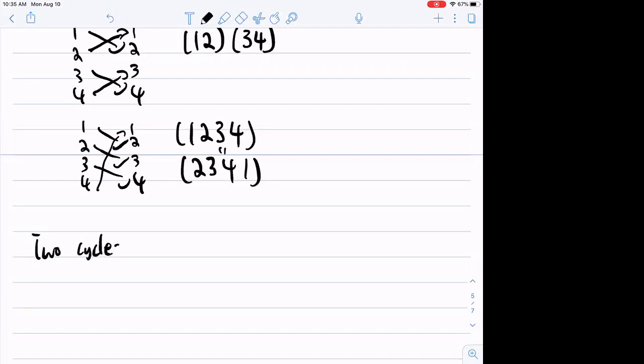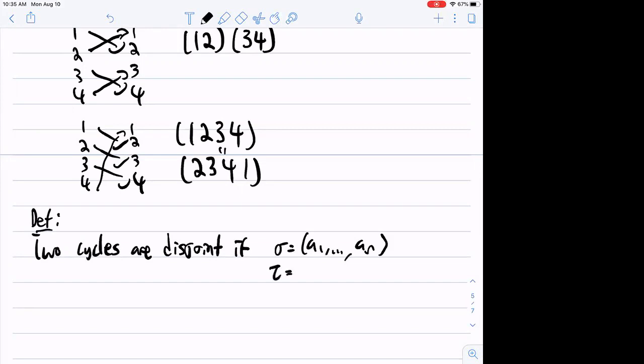Two cycles are disjoint. This is the definition. Basically they don't share a common element, in our case, number. So if sigma equals (A1 to AK) and tau is (B1 to BL), I want K, not N. They are disjoint if Ai is not equal to Bj for all i, j.